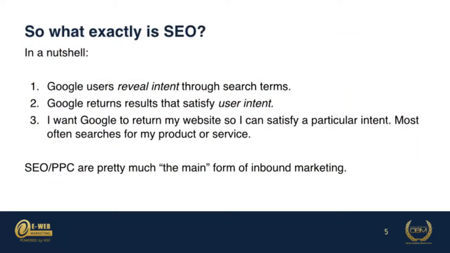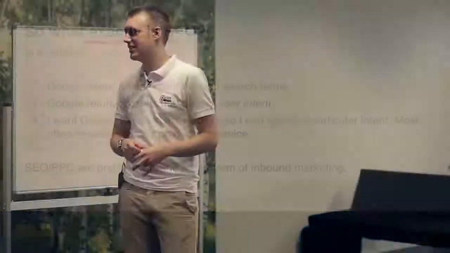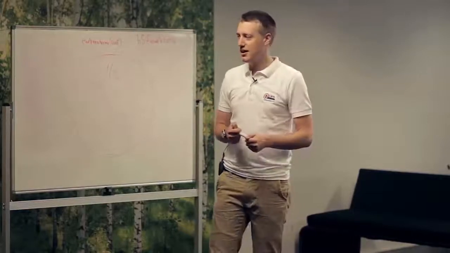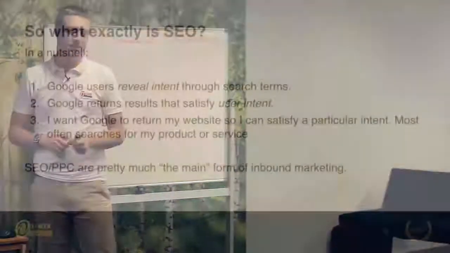So here's a very simple explanation of SEO. Someone goes to Google and they reveal intent through a search term. They type something out, and when they do a search, that shows that they have a certain intent. Google returns results, and Google is trying to satisfy that intent with their results. And I want Google to return my website so that I can satisfy that intent.